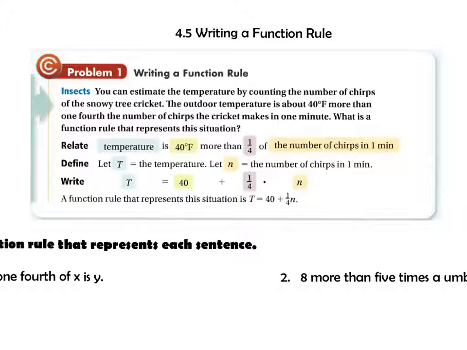So first thing, we're going to have two different variables, right? We have our independent variable and our dependent variable. So they say T is the temperature and N is going to be the number of chirps in 1 minute. So N is going to be my independent variable. T is going to be my dependent variable. So we can take that and translate it pretty much directly into an equation. So T, temperature, is, and this is going to be really useful, is means equals, 40 degrees, more than means plus, 1/4 of means to multiply, the number of chirps in 1 minute.